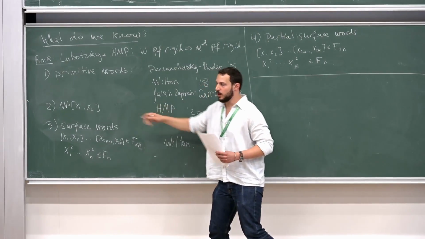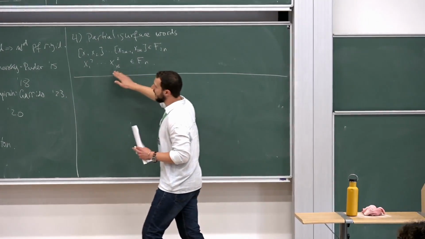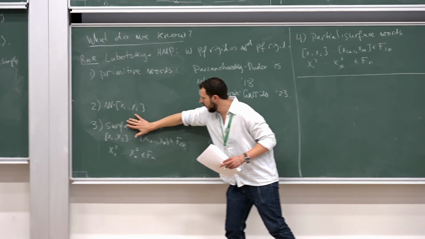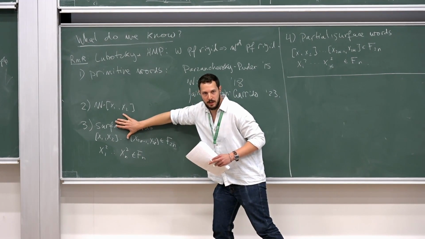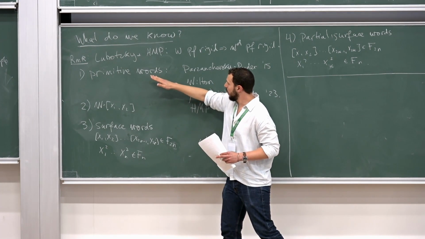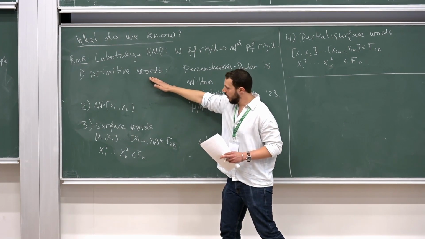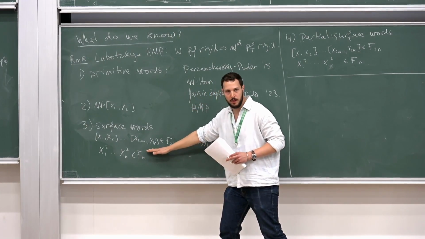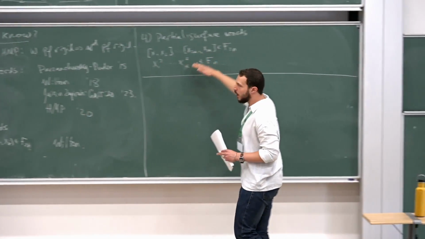And here. So in some way you can look at this as bridging a little gap between these two things. So we know it for the commutator, we know it for the square of a primitive word, and we know it for the product of all squares of primitives or the product of all commutators of primitives, and this somehow bridges this gap.